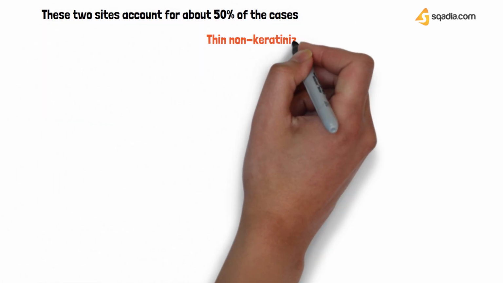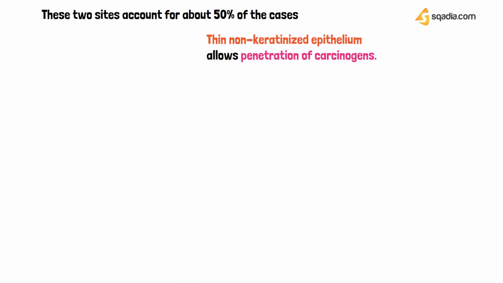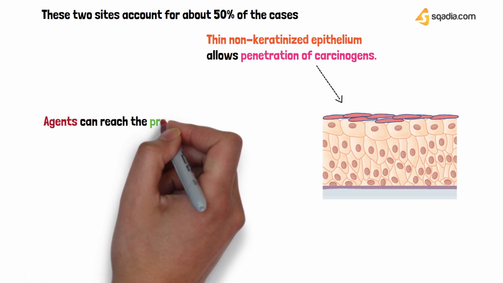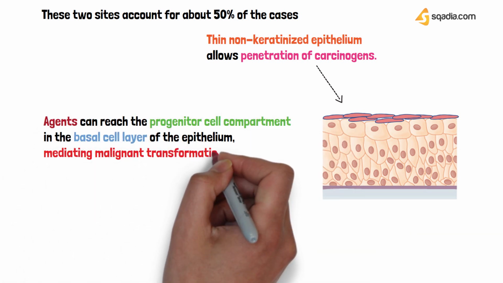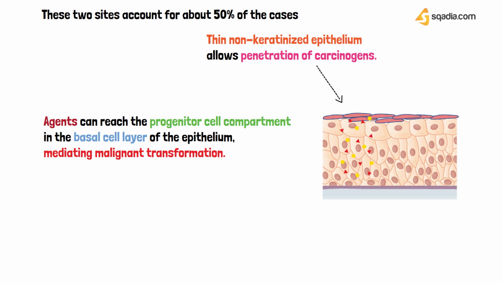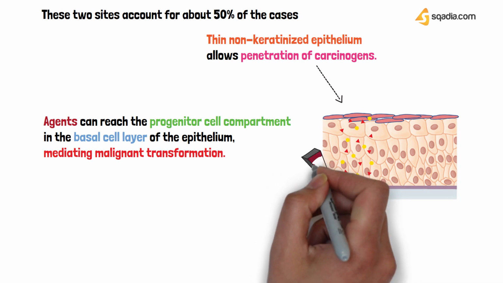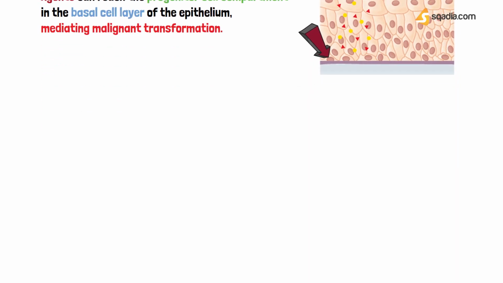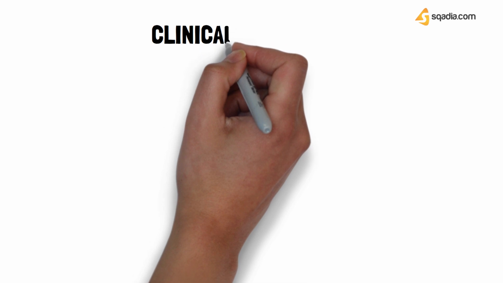This is because the thin, non-keratinized epithelium allows the penetration of the carcinogens. This is an epithelium. The top layer is the keratin layer, and the layer just next to the basement membrane is the basal layer. So, the carcinogenic agents can reach the progenitor cell compartment of the basal cell layer of the epithelium. Now, the progenitor cells are the parent cells from which all the cells are produced. So, if there's a malignant transformation in the progenitor cell, that is going to carry on in the rest of the cells as well. Now, let's move on to the clinical features.